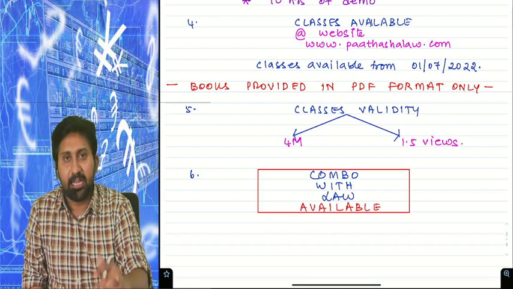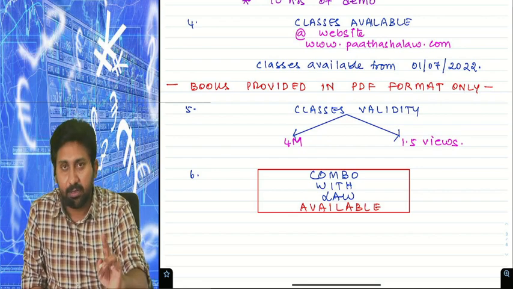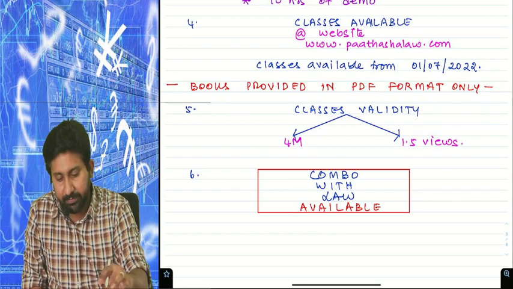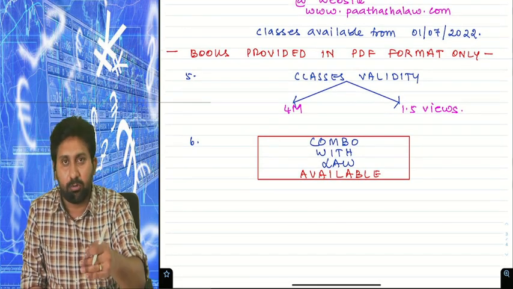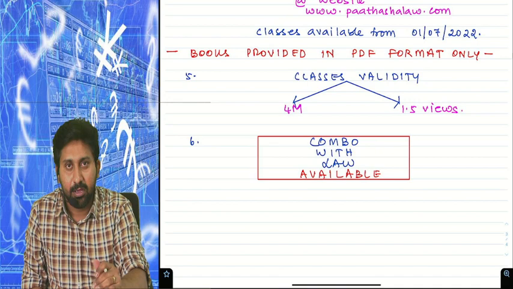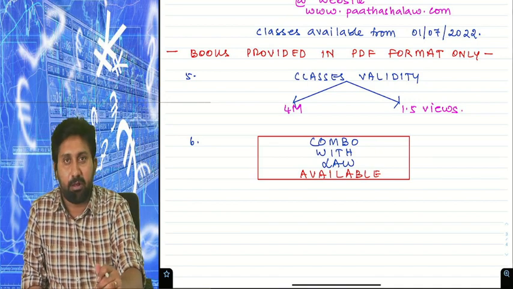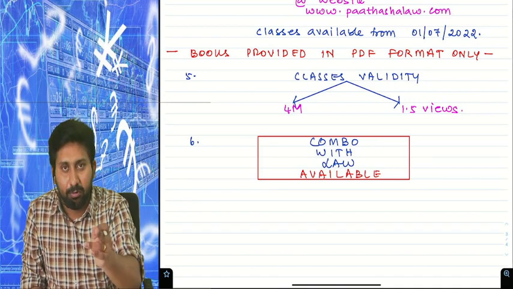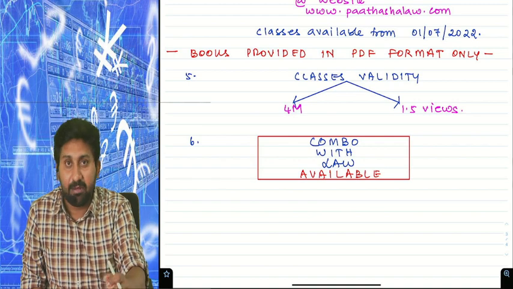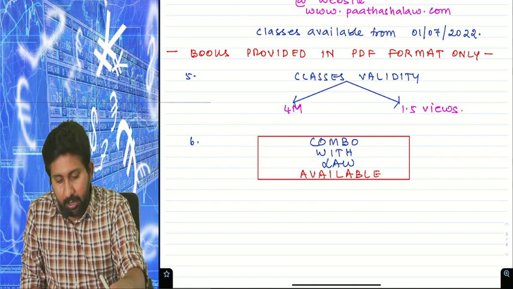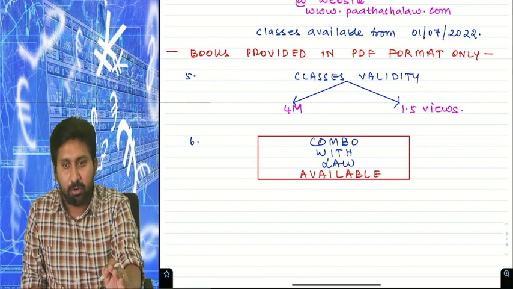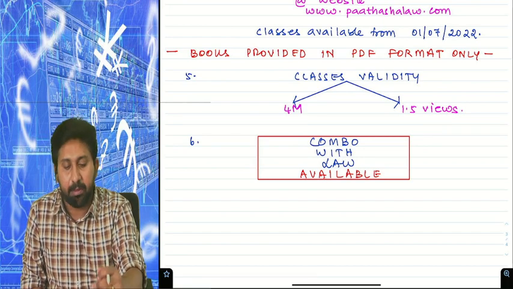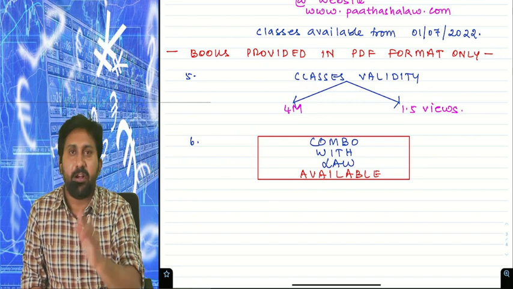Next, classes will be available on the website, patishala.com. Classes are available from 1st July 2022. The encryption work is going on now, so we will make it available from 1st July 2022, with a very good offer. Books will be provided in PDF format only. Since we are putting the cost at a meager rate, whatever material I am following will be provided in PDF format.